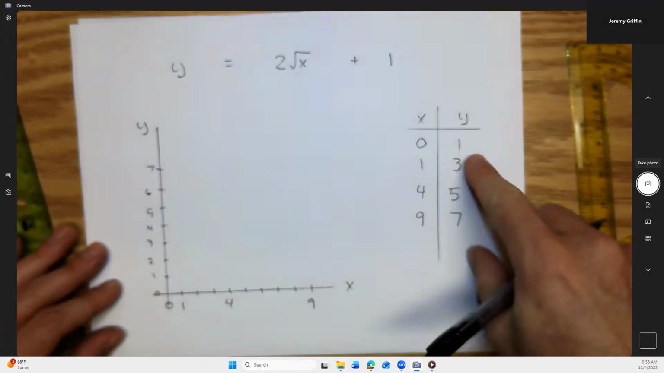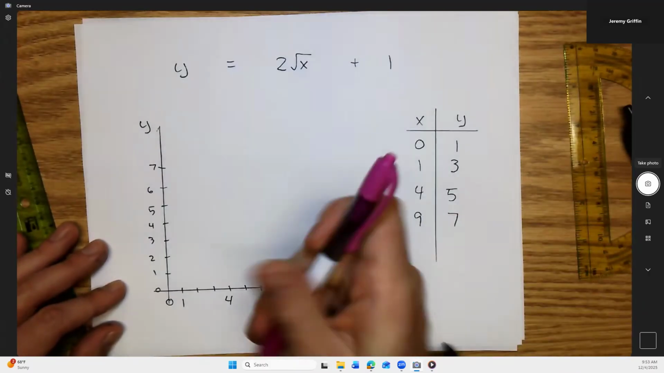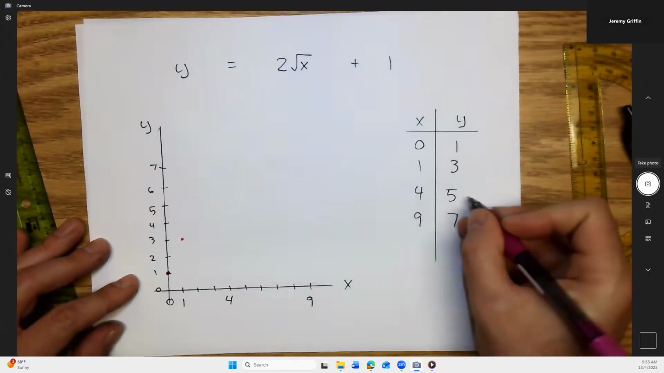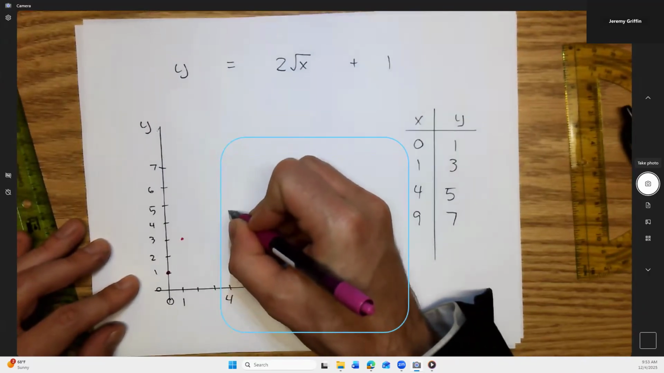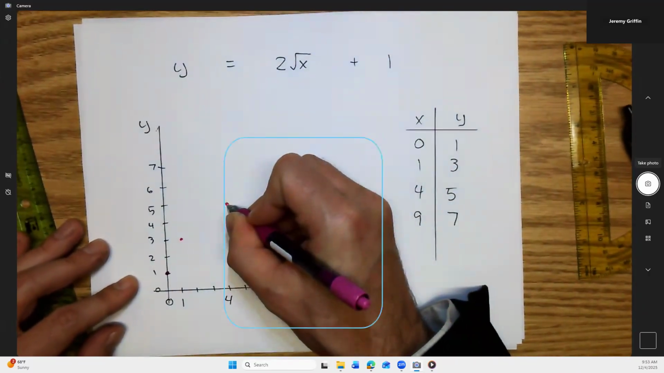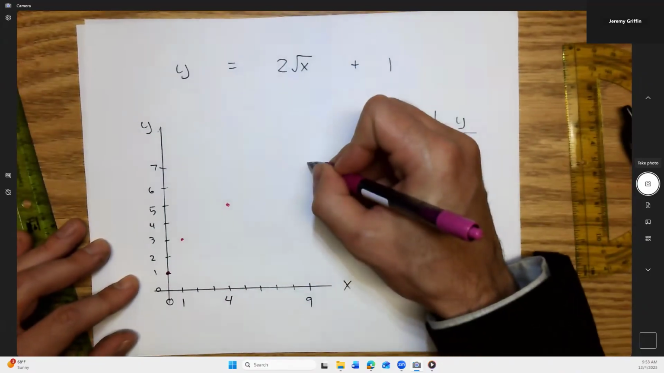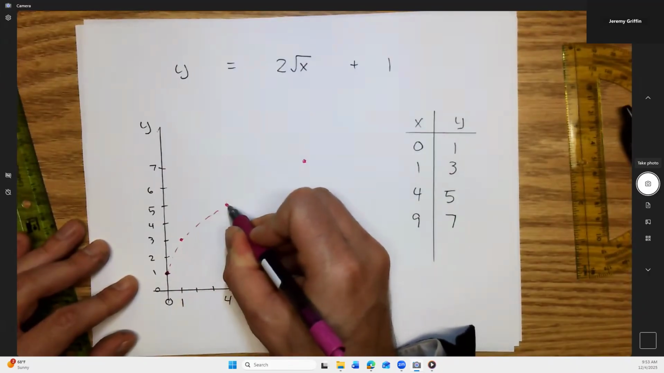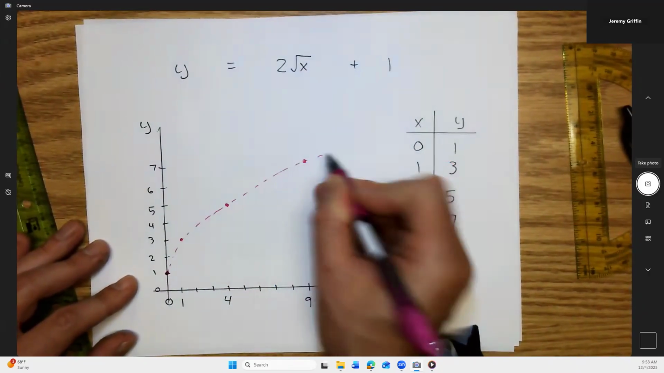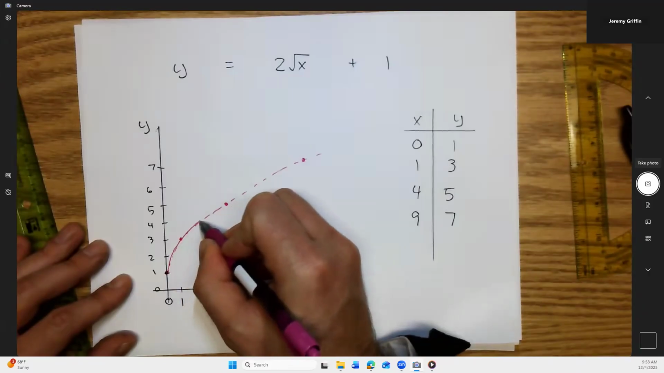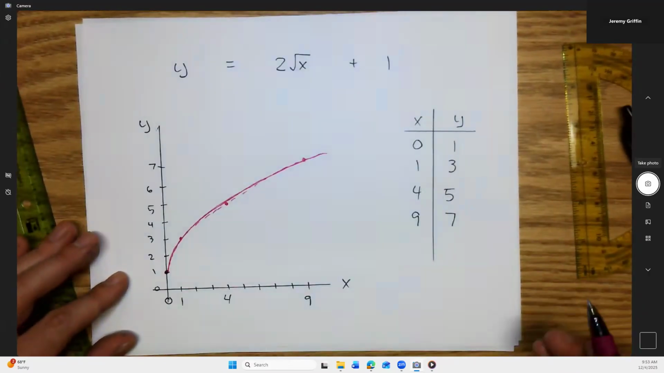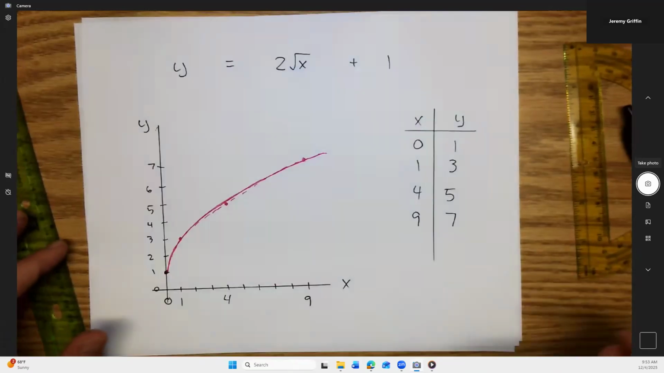Now look at these coordinates here. So 0, 1 is a coordinate. 1, 3 is a coordinate. 4, 5 is a coordinate. 9, 7 is a coordinate. You could, of course, make as many points as you want, but this is the shape it comes out to. Oh, look at that. Isn't that a classic square root shape?